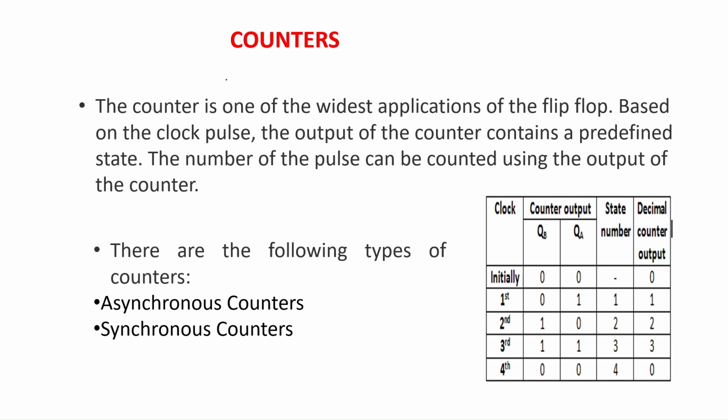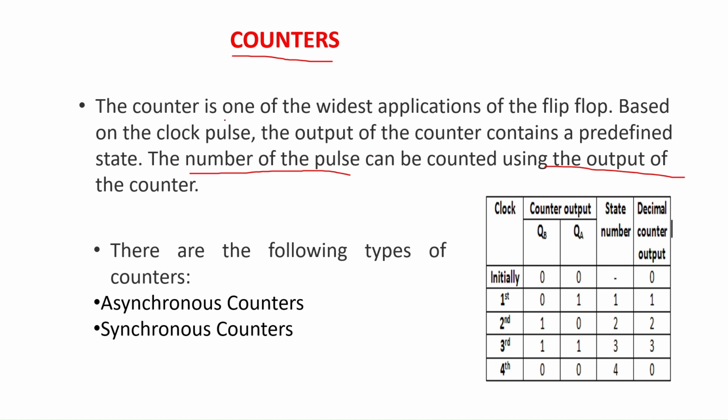Hello everyone, in this video we are going to discuss counters. A counter is nothing but an electronic circuit that is used to count the number of clock pulses that arrive at the circuit. The number of pulses can be counted using the output of the counter. The output of the counter is nothing but the number of clock pulses.